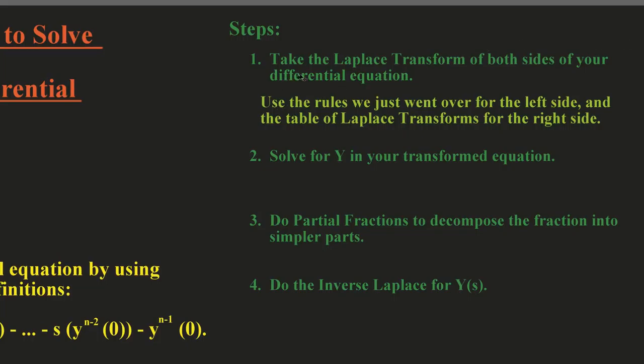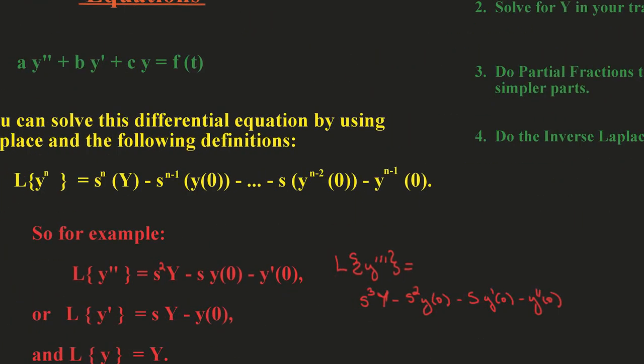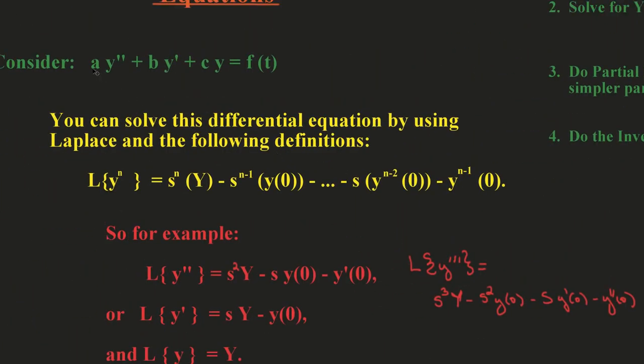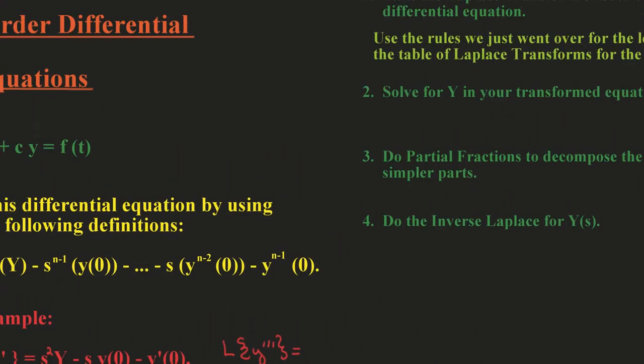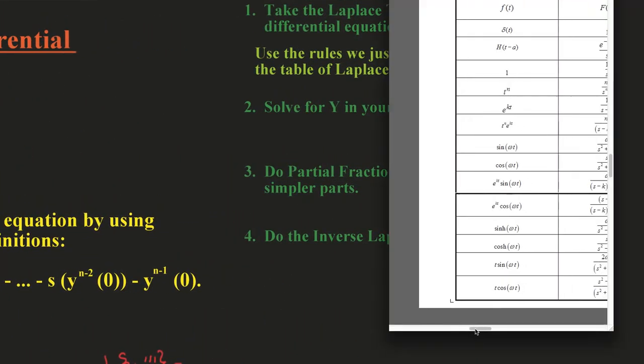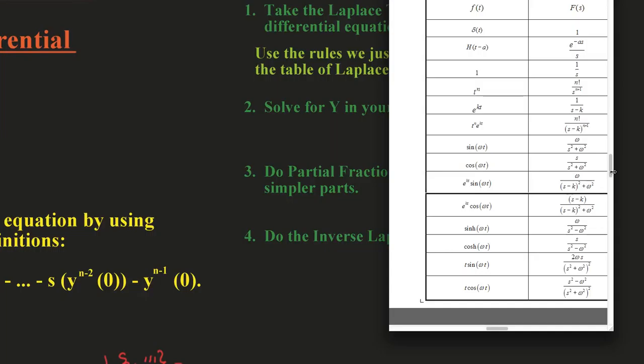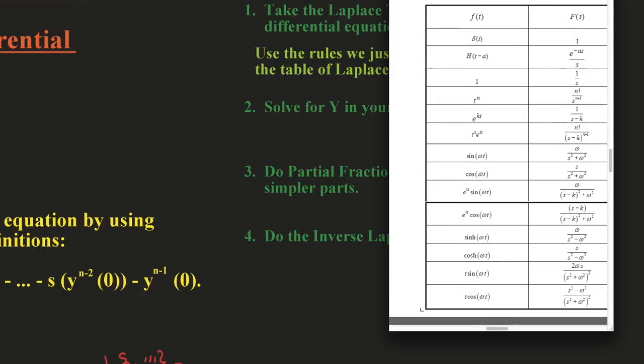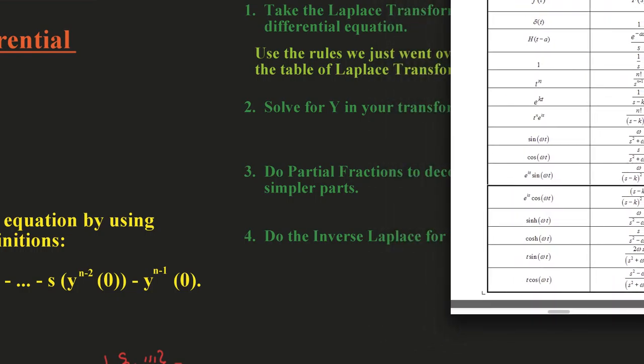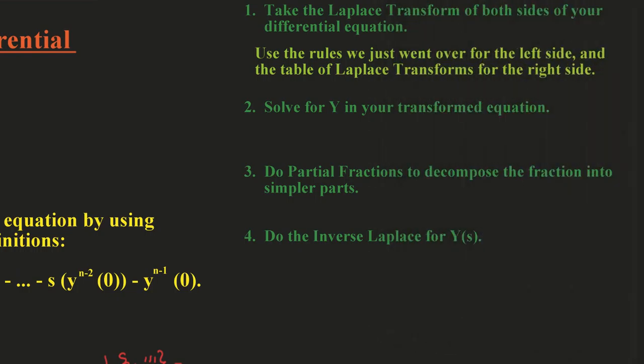You're going to take the Laplace transform on both sides. For the left side, you're going to use these rules we just went over. Okay, and you're going to include the a, b, and c, plug in the y double prime, the y prime, and the y using these guys. Then simplify everything on the left side. On the right side, you're going to use your table and do the Laplace transform. So hopefully you have a version of this accessible to you at all times. You will get really familiar with the common ones the more and more you do these problems. But for the right side, you can use this table.